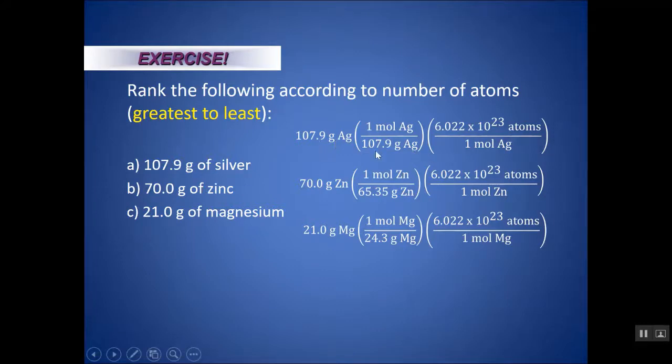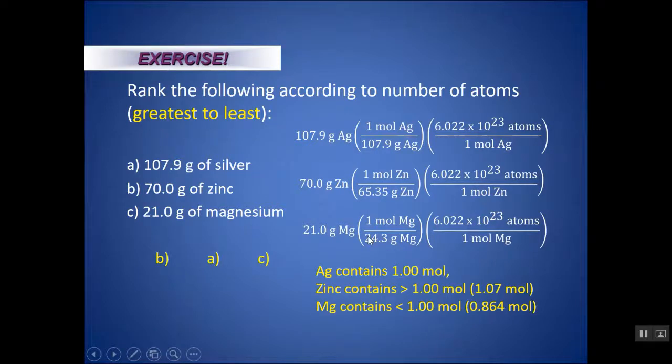Now, here is the same number, so this would be about 1 mole, right? Dividing 107 by itself would give me 1. So this is about 1 mole of silver. The zinc, the 70 grams of starting mass, is greater than the molar mass, so this is going to give me a number that's greater than 1 mole. And for the magnesium, the starting mass is less than the molar mass, so this is going to give me a number less than 1 mole. So if I know silver has 1 mole, zinc is greater than 1 mole, and magnesium is less than 1 mole, then I can just automatically rank them. Zinc would be the most, then silver after that, and then magnesium would be the last.